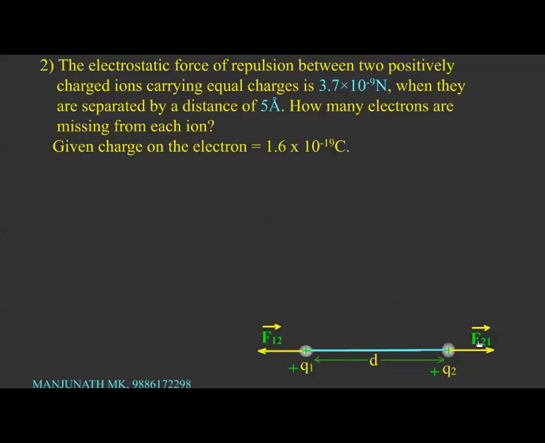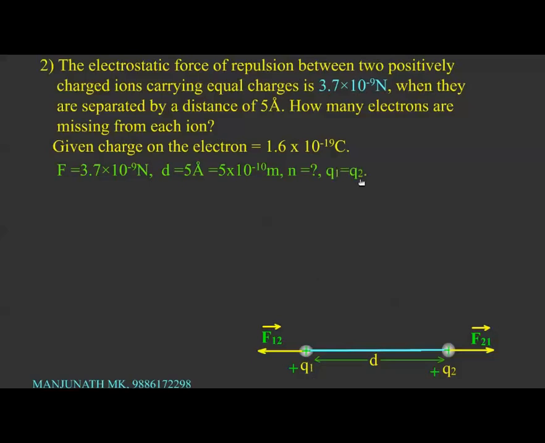Now the force is given. Look here, that is 3.7 into 10 to the power of minus 9 Newton. And the distance d is equal to 5 angstrom unit. Angstrom unit means 10 to the power of minus 10 meter. Therefore d is equal to 5 into 10 to the power of minus 10 meter. And here we have to calculate the number of electrons missing so that it has become a positive charge.